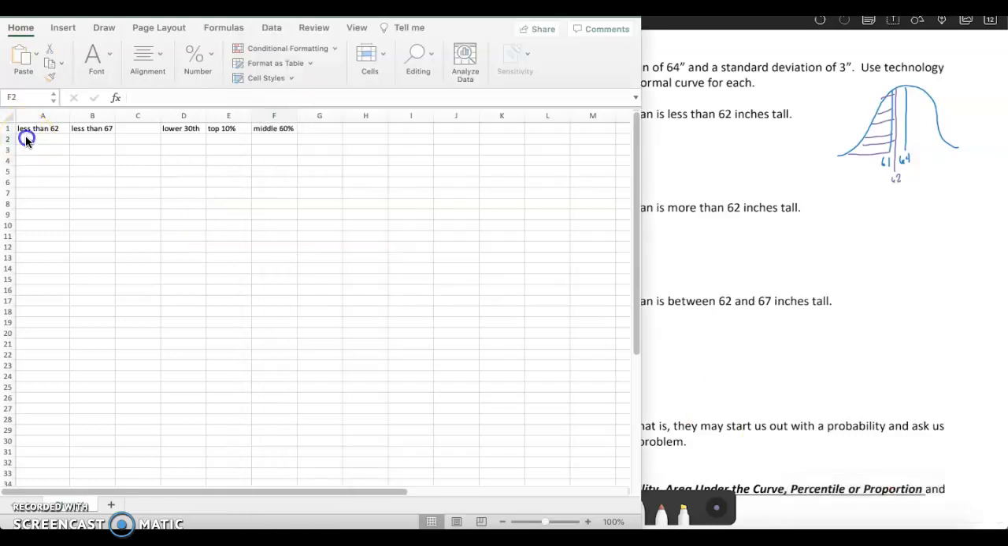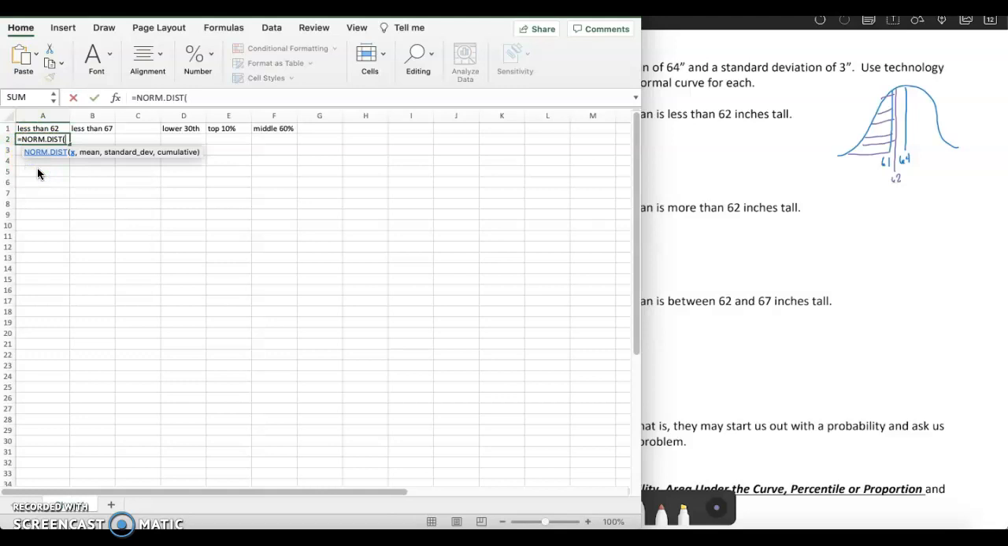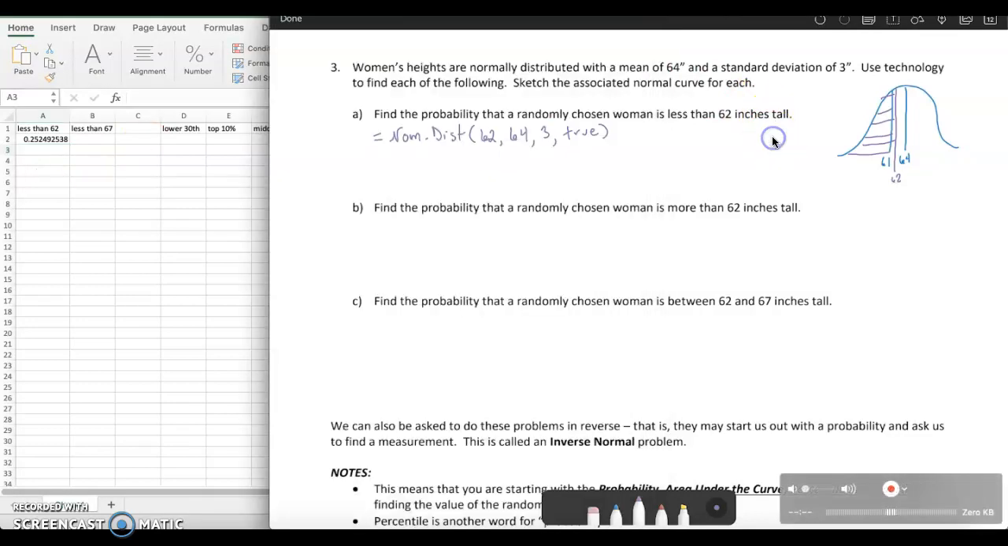I'm going to go over here and type that in. So you can insert this or you can just type it. We are going to use, oops, wrong box. So we're using the normal distribution, the value 62 for our random variable, mean of 64, standard deviation of 3, and we are looking for everything up to that, so true. So it looks like 0.2525 if we round it to 4 decimal places.